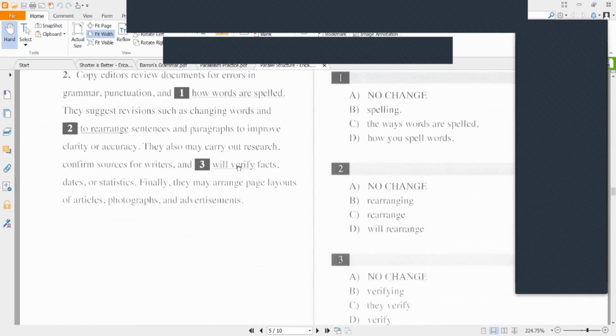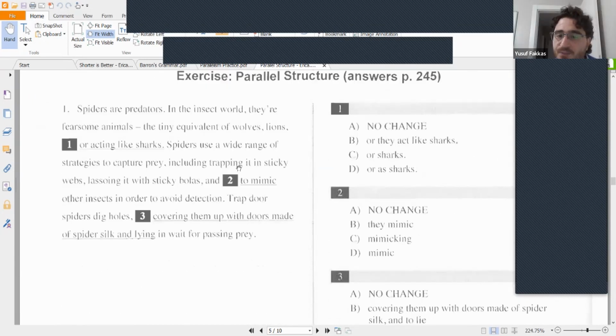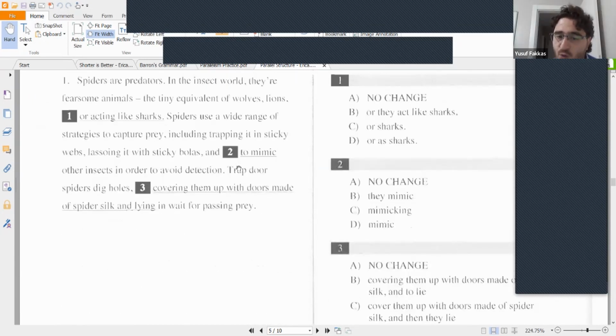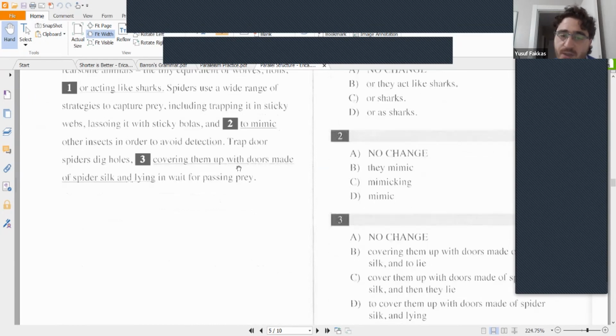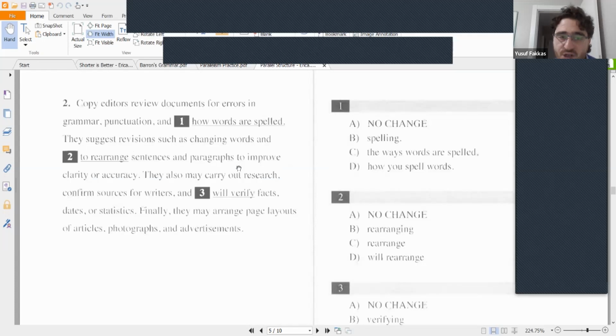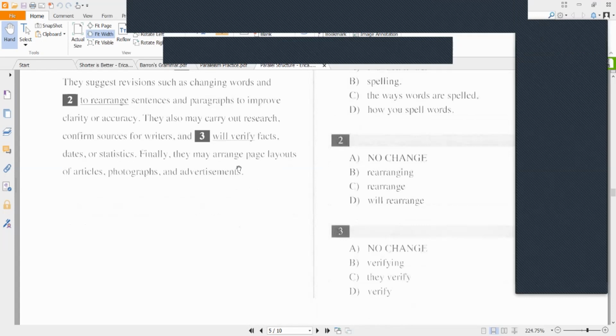Just the letters. Very quickly, look, paragraph number 1. Question number 1, C. Question number 2, C. Question number 3, A. Paragraph 2. Question number 1, B. Question number 2, C. Question number 3, B.